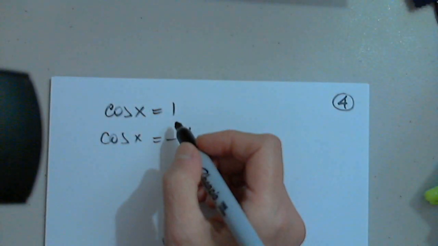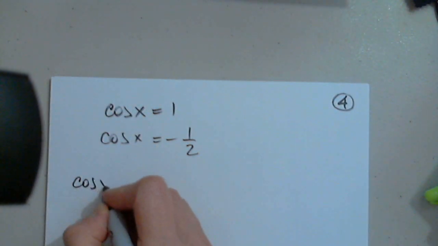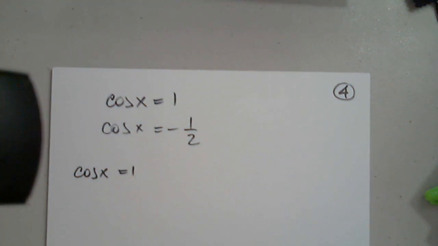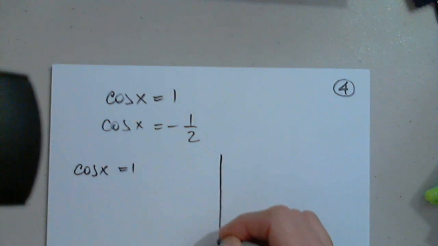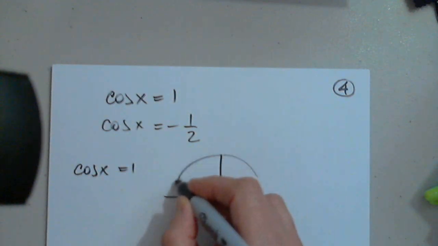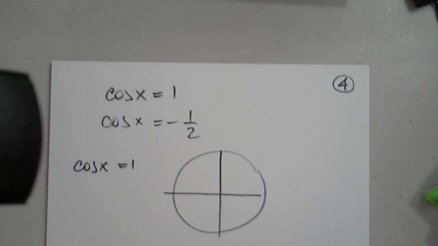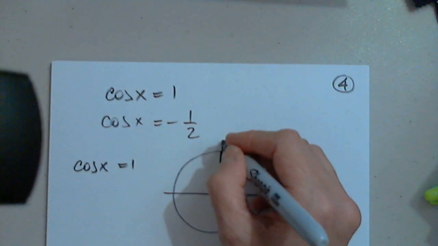Okay, so cosine equals 1. Let's start with that. Let's go to the unit circle. Here's the unit circle. I know it doesn't really look like a circle, but please bear with me.